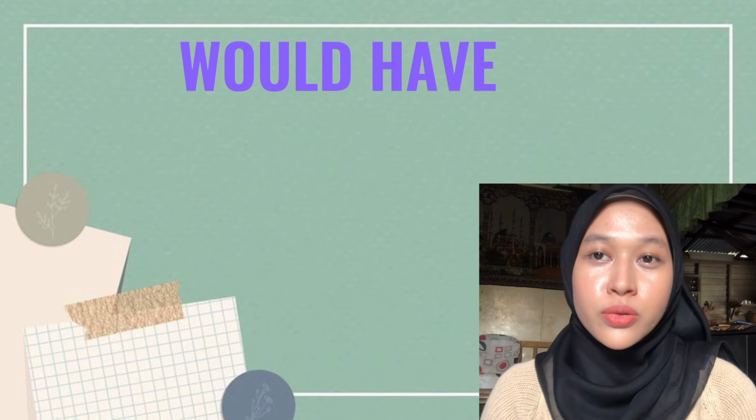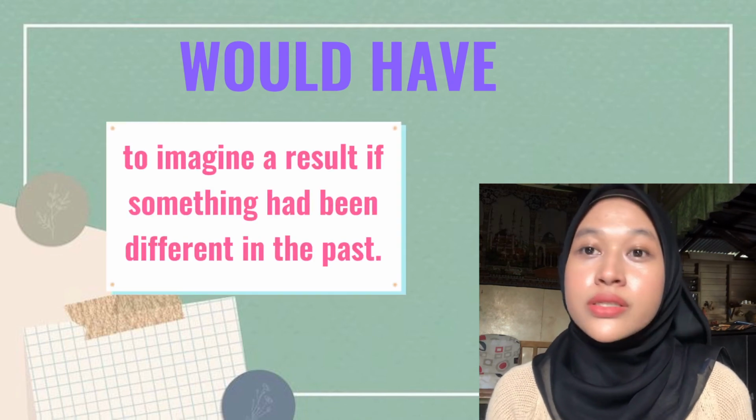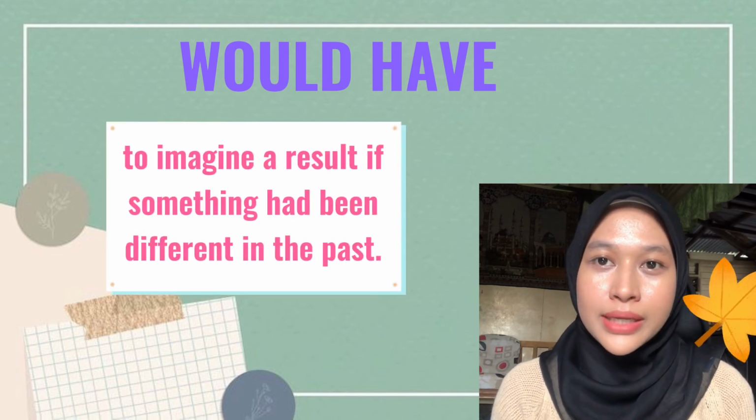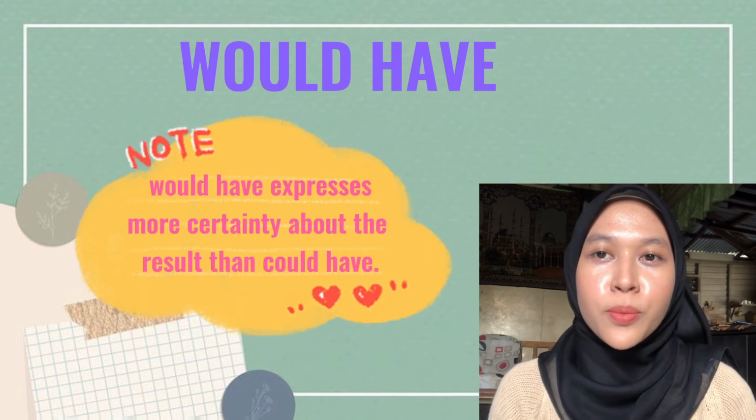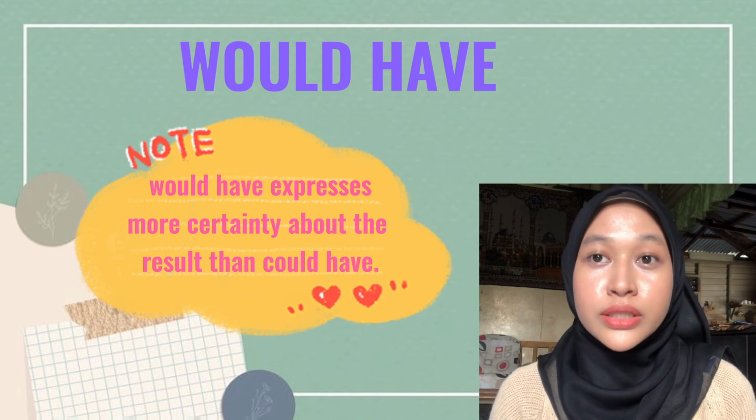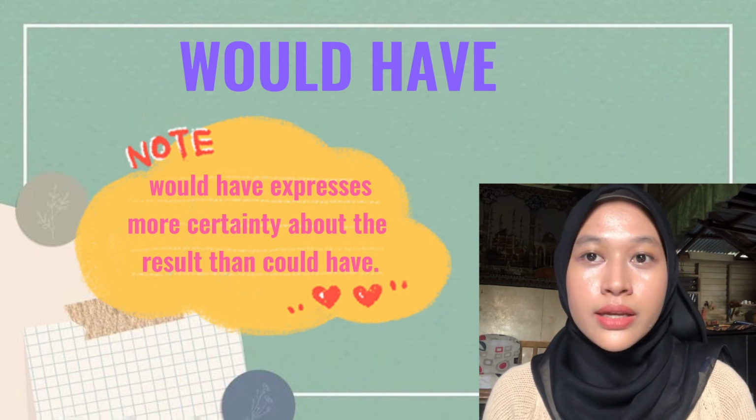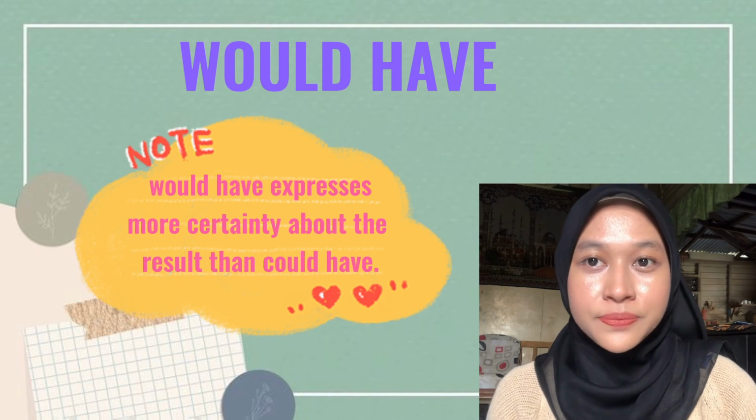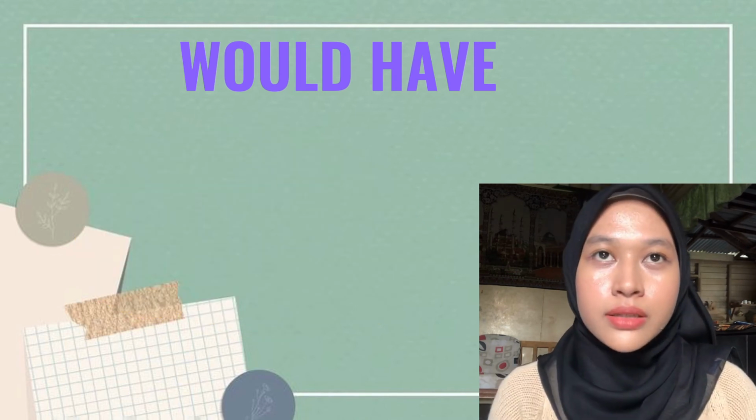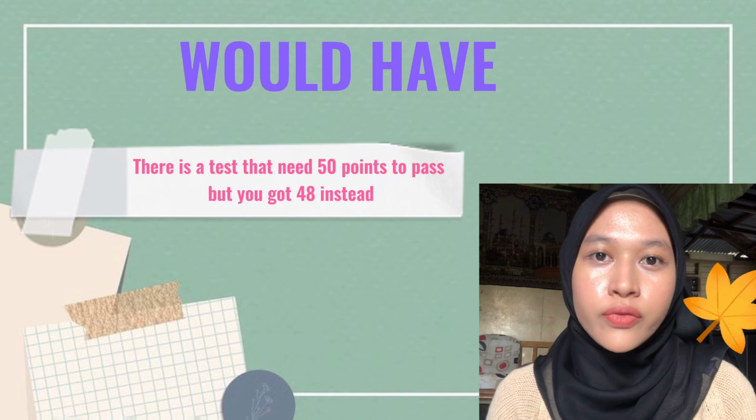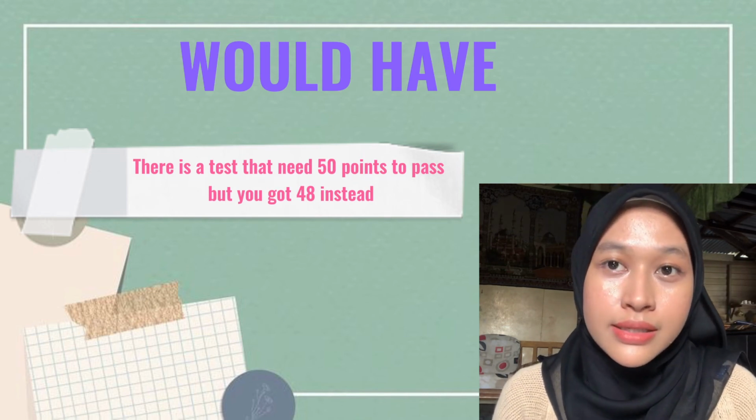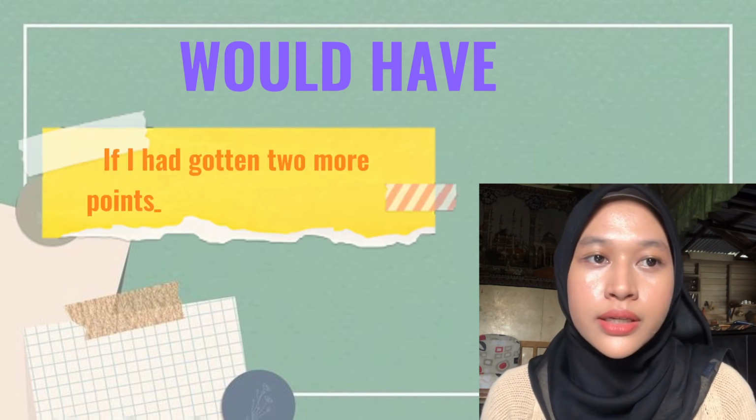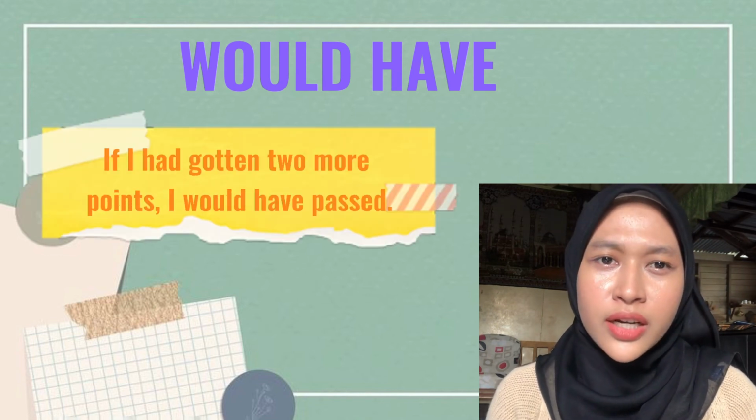And last but not least, would have. We use would have to imagine a result if something had been different in the past. By the way, note that would have expresses more certainty about the result than could have. I'll tell you why later. Example: there is a test and you need 50 points to pass, but you got 48 instead. So you would say, if I had gotten 2 more points, I would have passed.